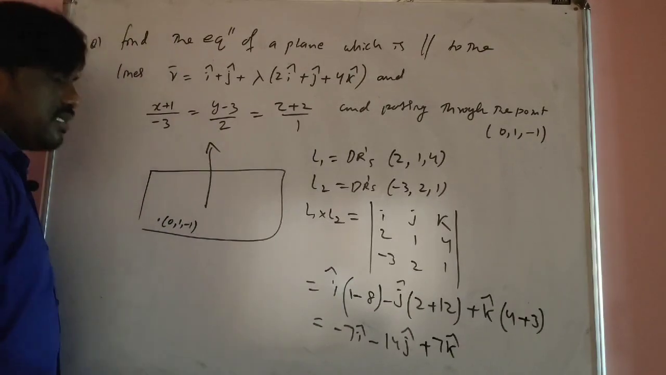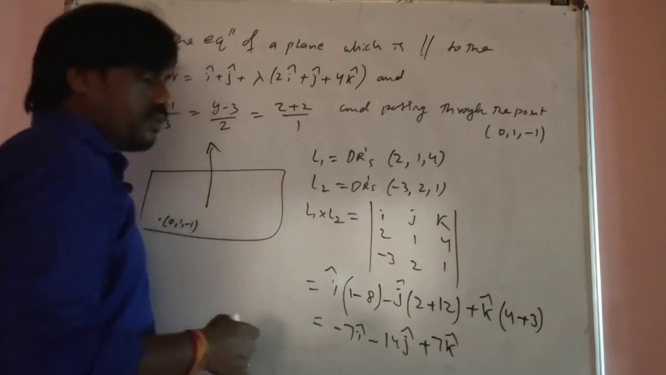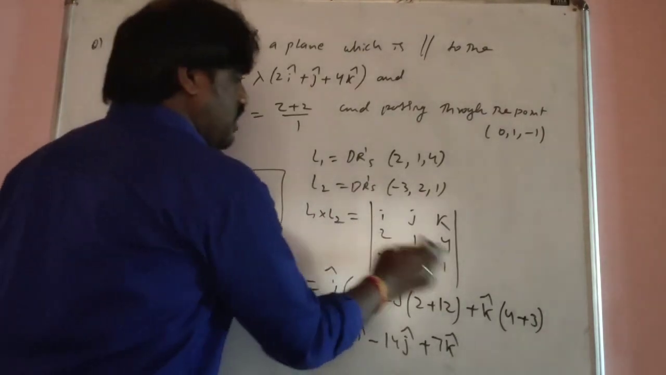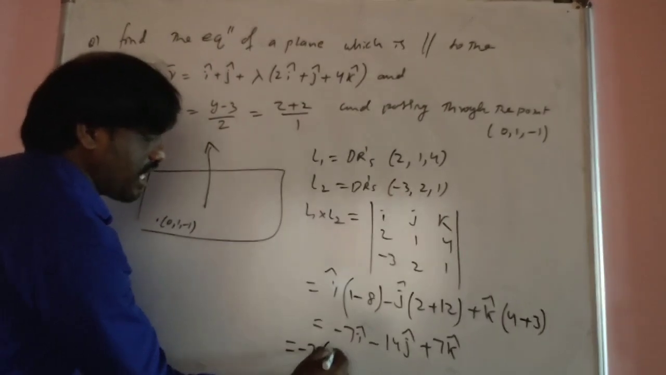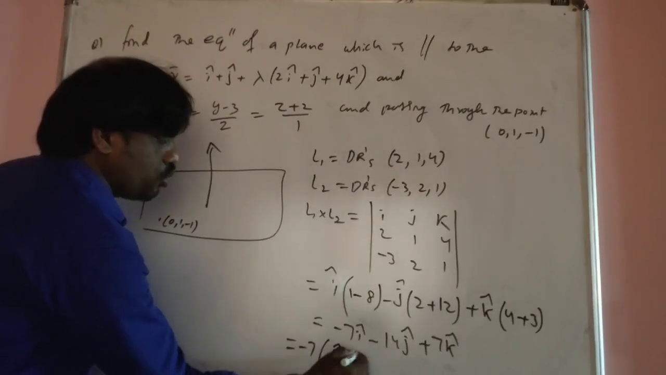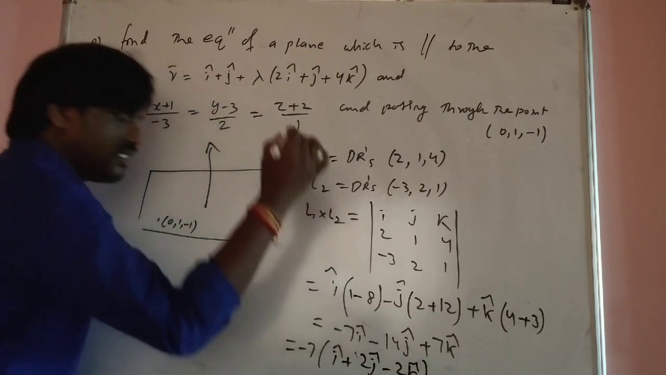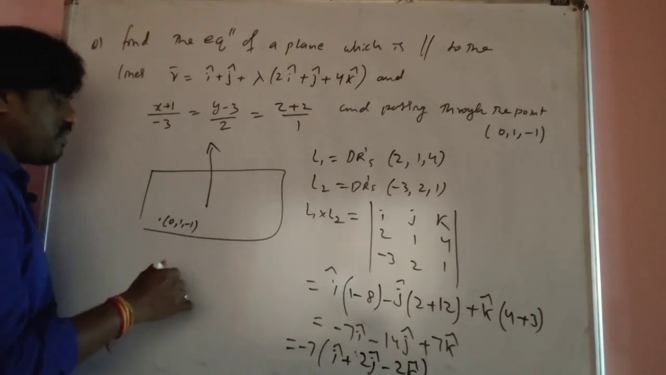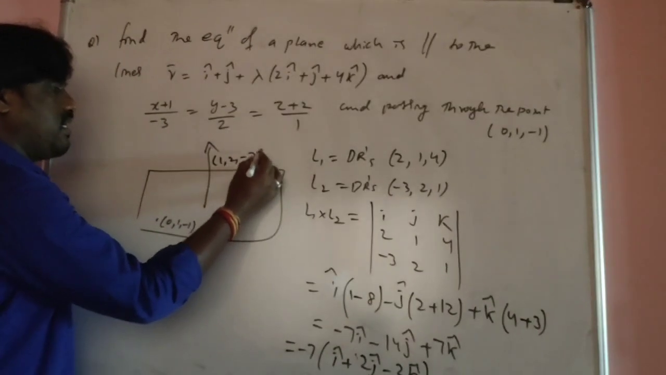So you can take the minus common out. In this there is no problem at all. So you got L1 cross L2 here. L1 cross L2 is clear, right? Here I can take minus 7 common, so I cap plus 2 J cap minus 2 K cap is the answer. So the direction ratios of this normal will be 1, 2, minus 2.